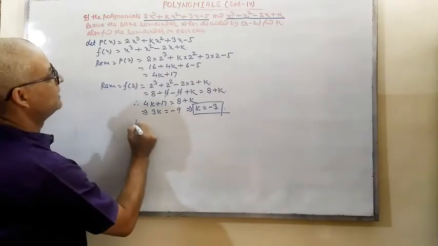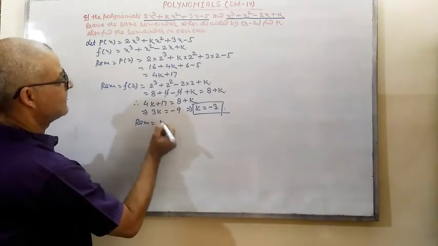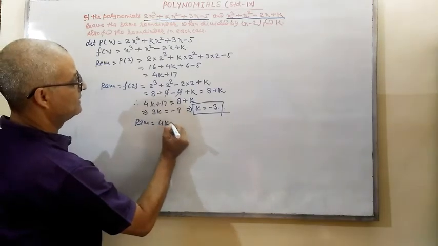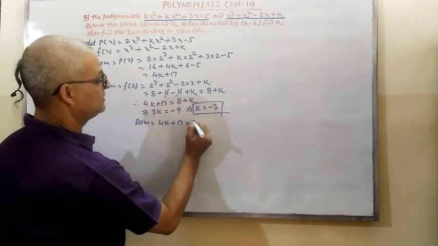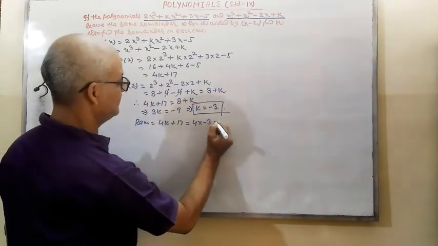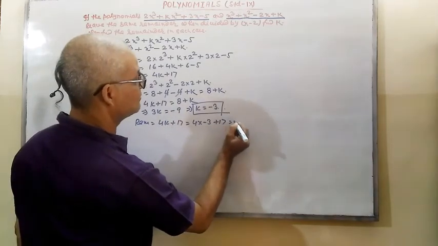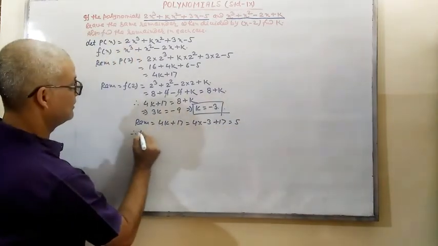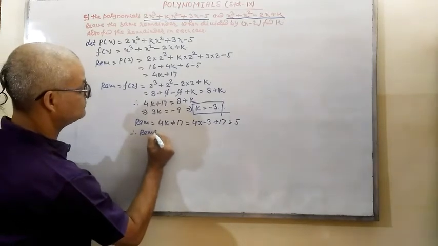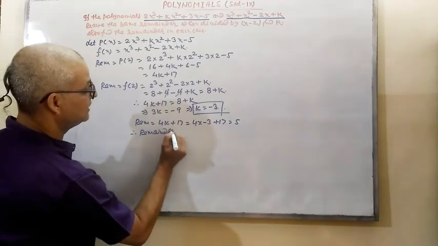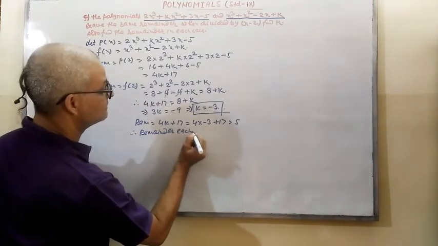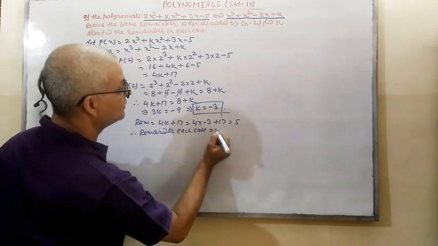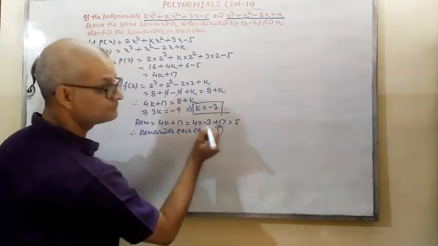So now the remainder is equal to 4k plus 17, that is 4 into minus 3 plus 17, is equal to 5. Therefore, the remainder in each case is equal to 5.